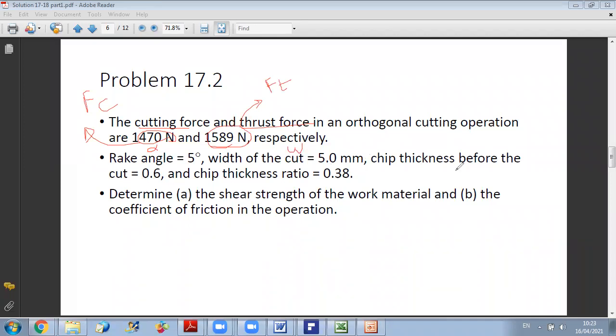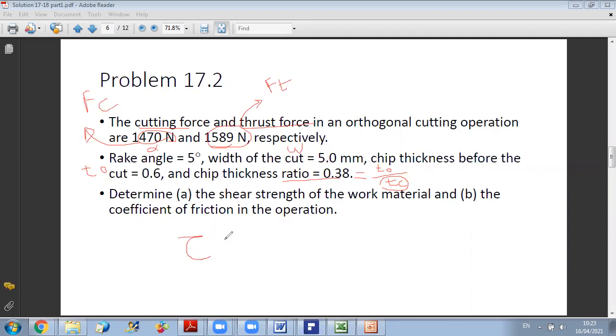The chip thickness just before the cut is 0.6. So this is T0. And the chip thickness ratio R is given. So R represents the ratio of T0 over Tc. Since I know the value of T0 and I know the ratio, I can get the value of Tc. The question is to determine the shear strength of the work material and the coefficient of friction for the operation.